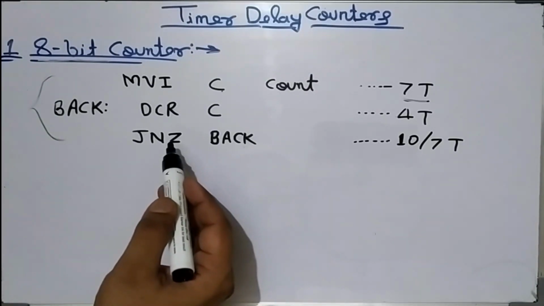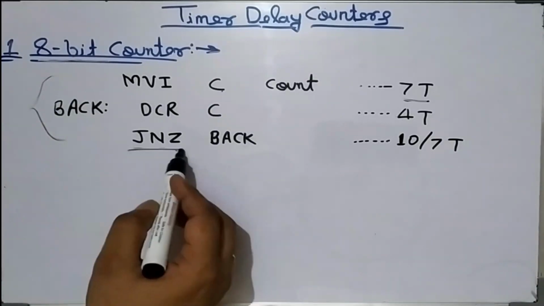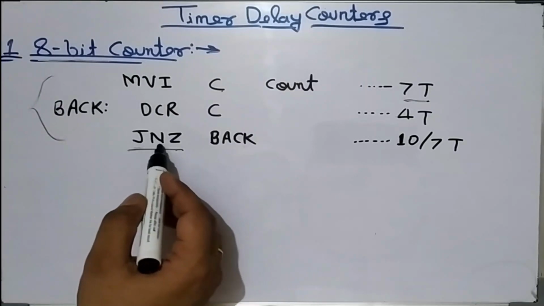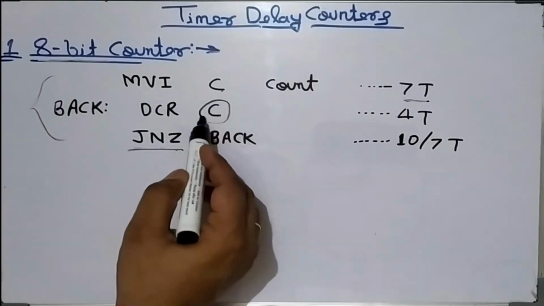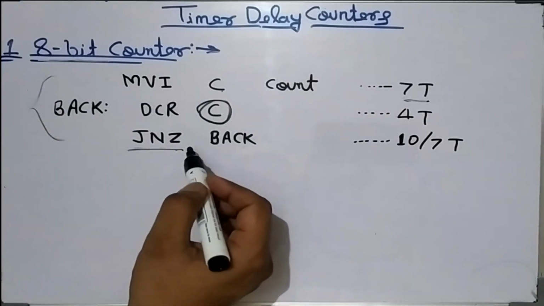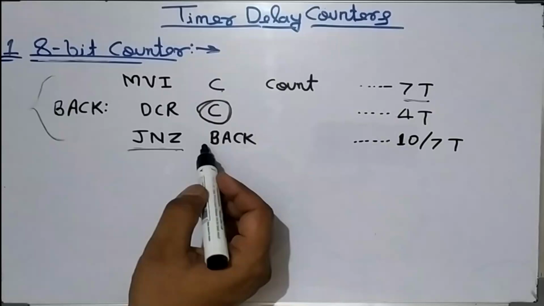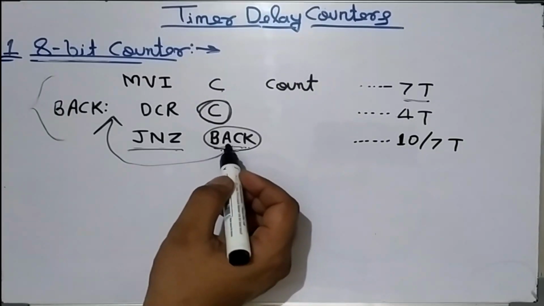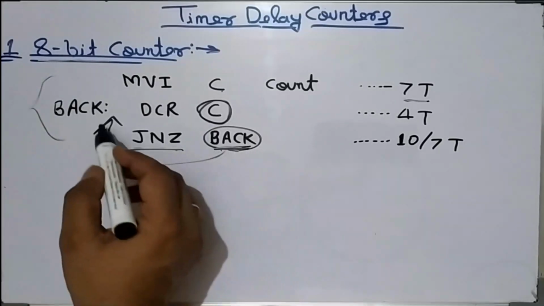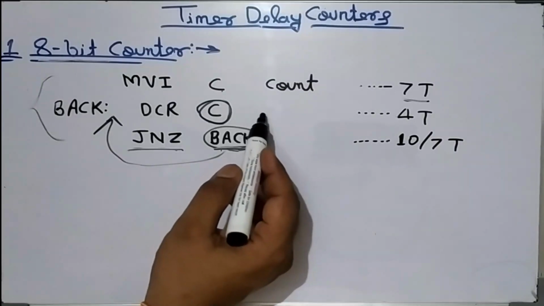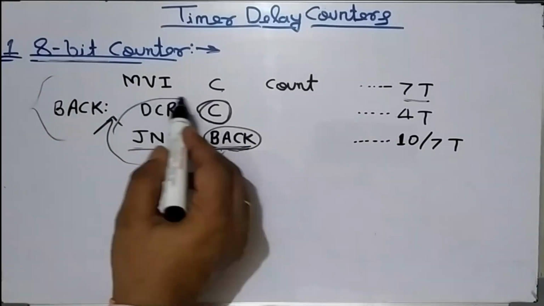Unconditional jump, you have learned JMP, which consumes 10T states, but this is a conditional jump, meaning jump when non-zero. What is the non-zero value? The count. If the count register is not equal to 0, then and only then this instruction will jump. Then this instruction will lead the program to shift to this address, which is back, DCR C, and this process will continue until C is equal to 0. Hence, this is the small loop.